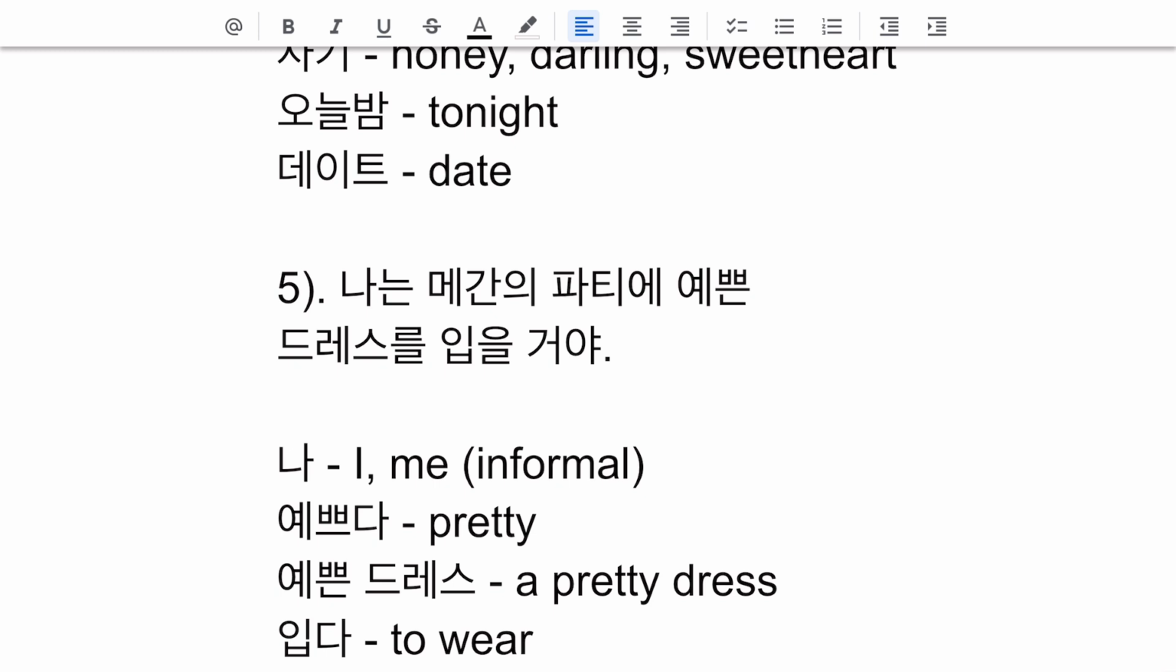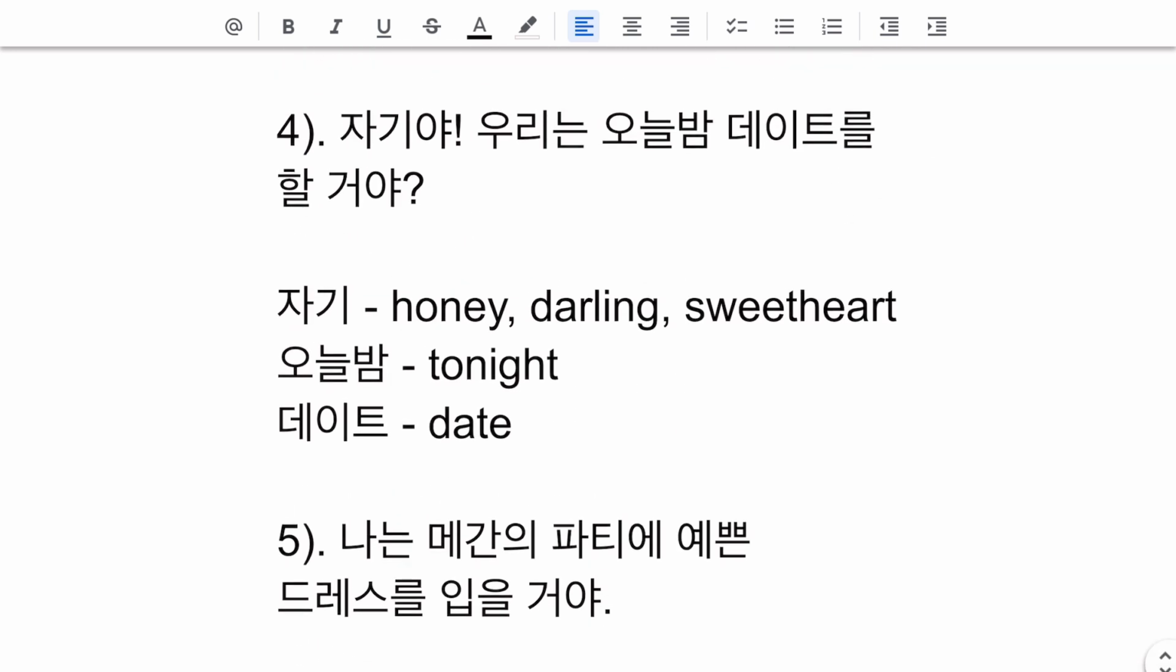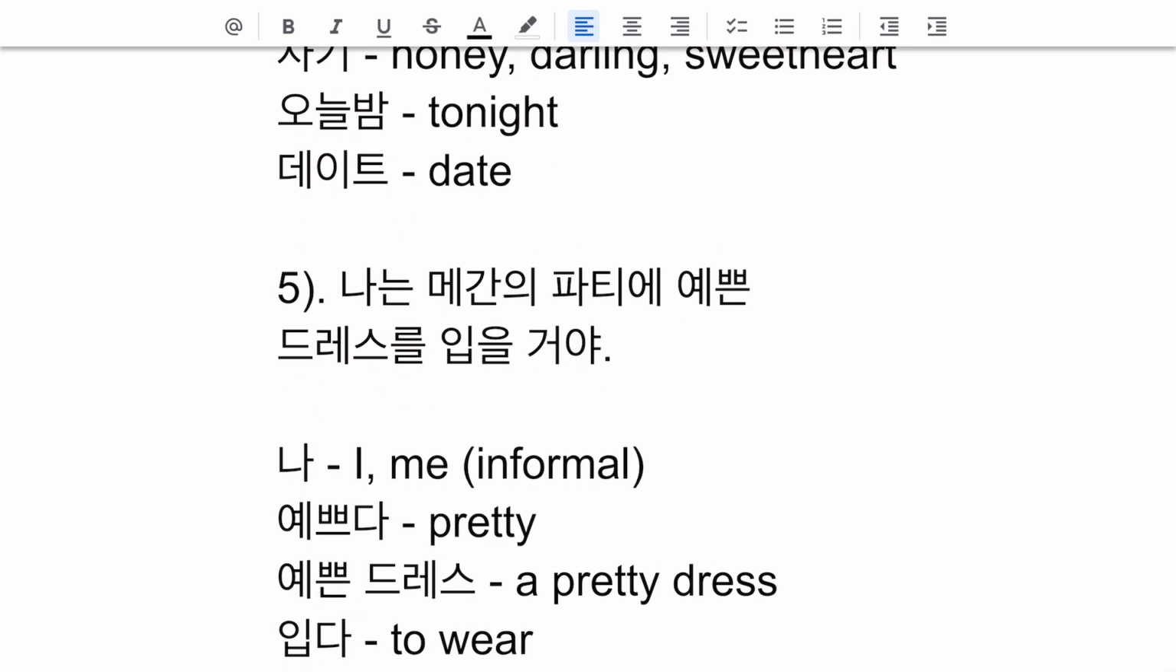Okay, and the last one, number 5. 나는 내가 내 파티에 예쁜 드레스를 입을 거야. Okay, another informal. I just realized I did a lot of informal this time, which is okay. So 나는, usually what we've been doing so far is just 저는. So this is our informal version of 저는. 나는. So you can't use 나는 in a formal sentence. You may sometimes see 나는 used in a casual sentence, but that's up to you. I would say that's a personal preference thing.